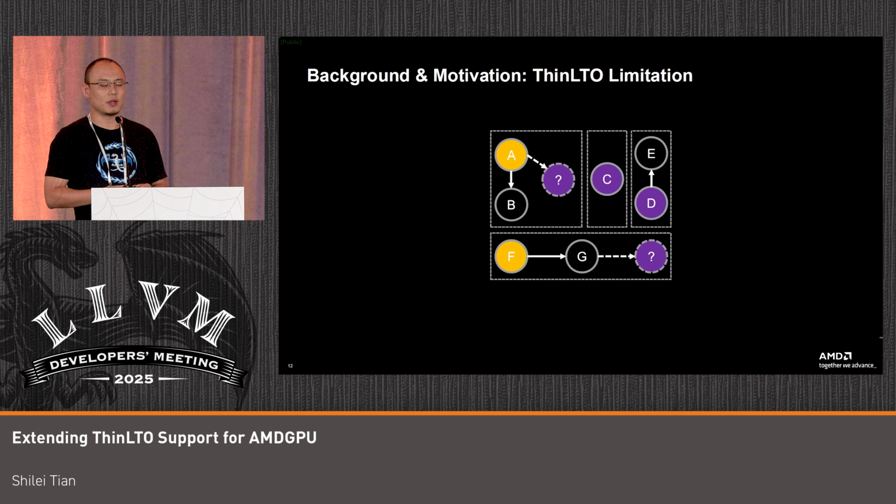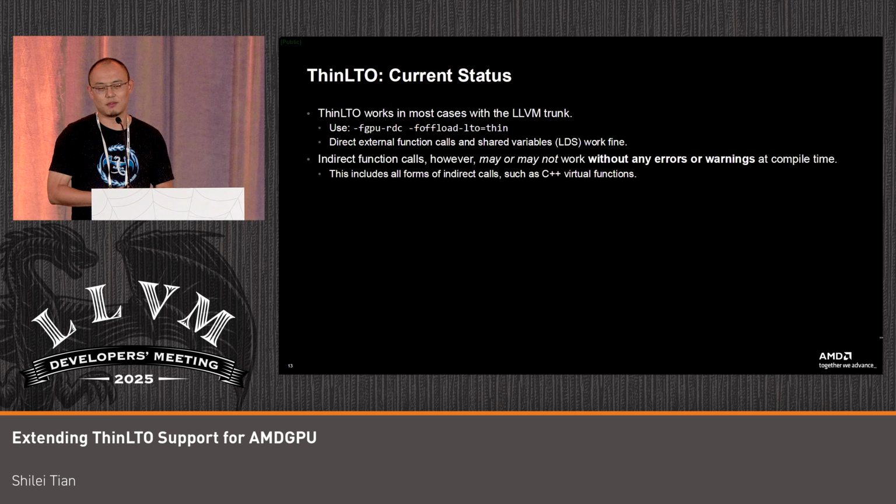Before I talk about the details of the solution for that, I'm going to quickly go through the current status of ThinLTO support for AMD GPU. Most of the things should work with the latest LLVM trunk, but if the code has an indirect function call, in any form of it, including C++ virtual functions, it may or may not work. The tricky part here is the compiler is not going to give you any warning or error, probably not going to give you anything. So even if it compiled successfully, it doesn't necessarily mean it can work. And even if it does, it just happens by chance.